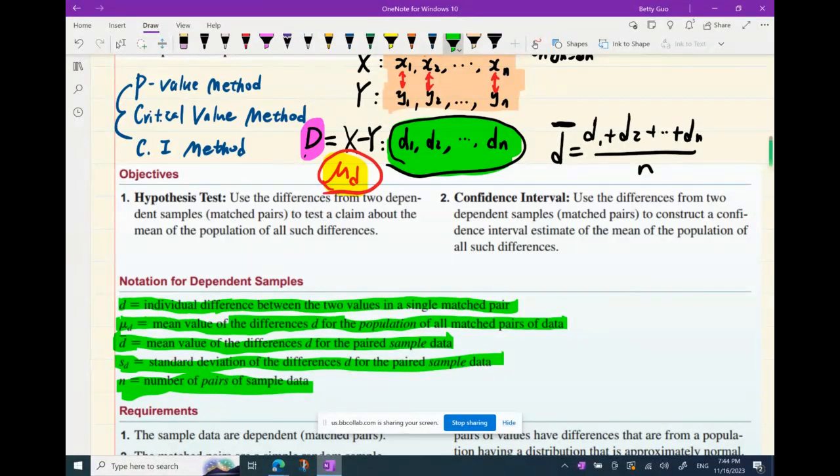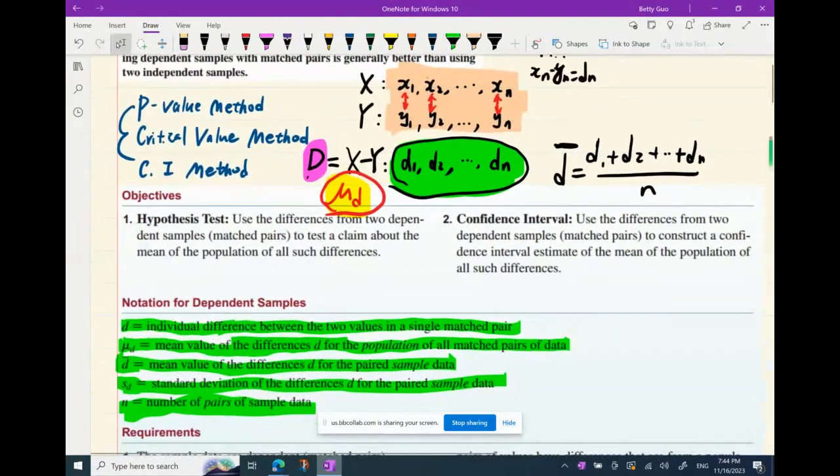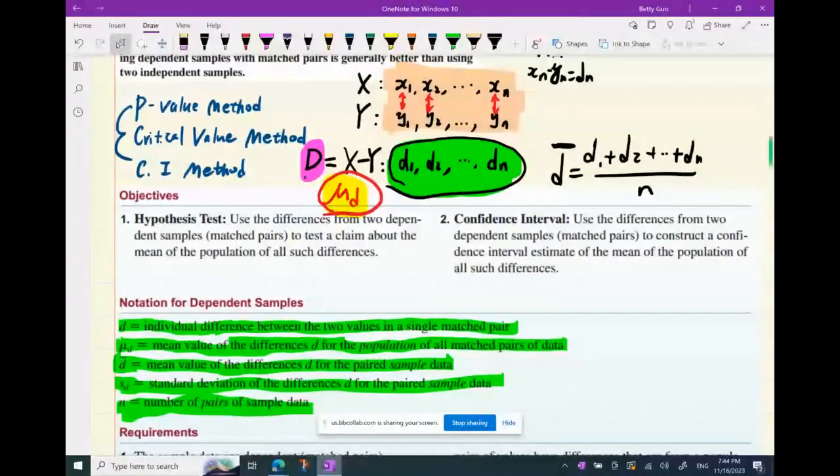Let me know, do you have any questions about those notations? Especially, what does mu sub D represent? Any response will be appreciated.